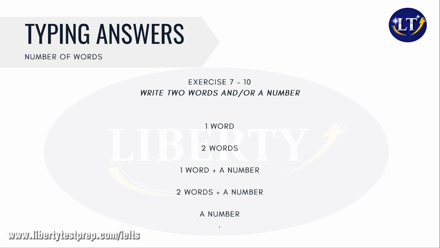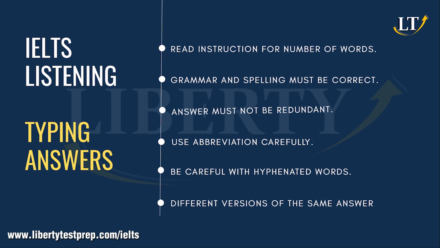If we write anything else, like for example, we write 3 words, or we write 2 words and 2 numbers, or 1 word and 2 numbers, those are not acceptable combinations. We won't receive credit, okay? So it's very important the first thing you do when you have one of these text boxes would be to read the limit for the number of words. Second, grammar and spelling must be correct. Okay, we know the grammar and spelling need to be correct.